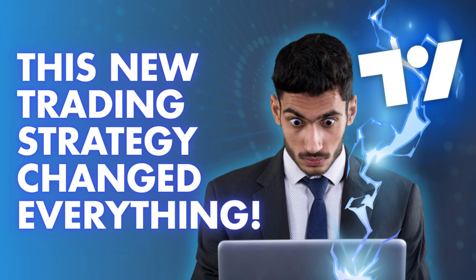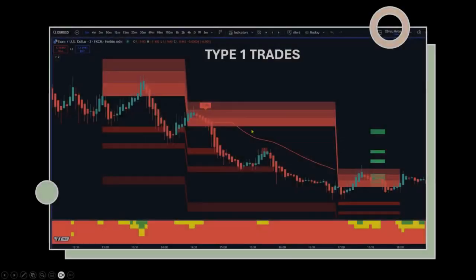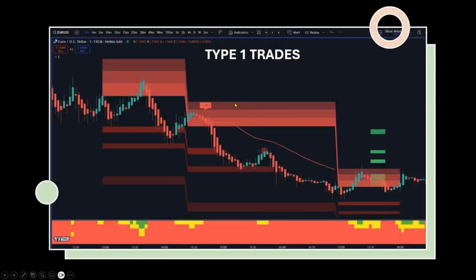So let's go through some of the types of trades and how it behaves. First of all, we have three types of trades. Type 1 trades are pretty much the ones that we see more often. A Type 1 trade is probably 80% of the trades that we get on the Slingshot, and this is Euro US dollar on a 3-minute Heikin-Ashi. Some of the things I want to talk about, what's on the chart.